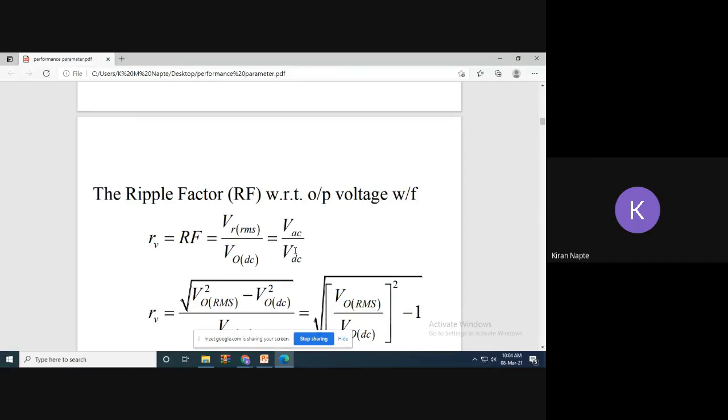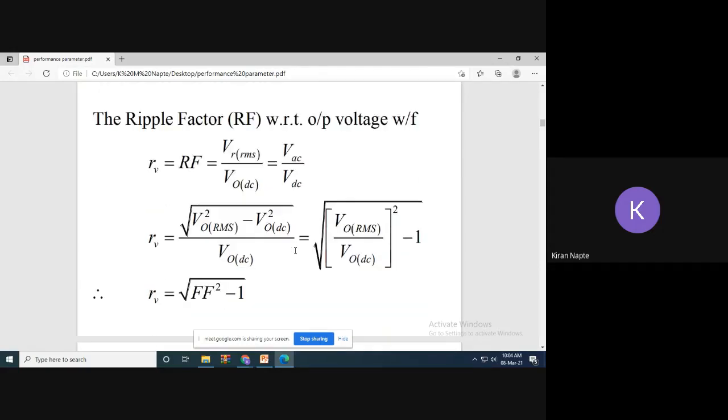And this ripple factor indicates the presence of AC quantity in the DC. Whatever output voltage we are getting after the converter, this output may contain some kind of AC components, right? And this presence of AC component in the output voltage will be represented mathematically by the ripple factor. So it is VAC upon VDC.